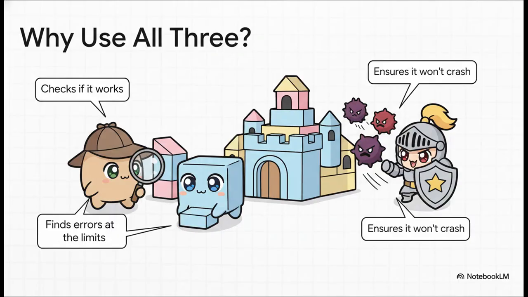So you see, you absolutely need all 3. Normal data proves the basic stuff works. Boundary data finds those tricky little errors at the limits. And erroneous data makes sure the program won't just collapse when a user makes a mistake.